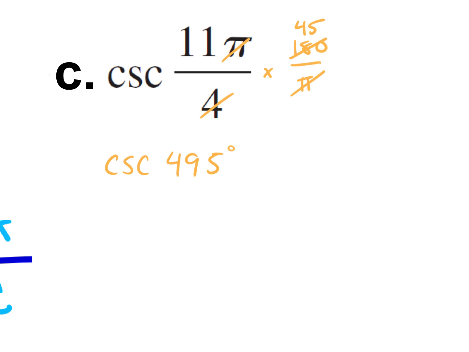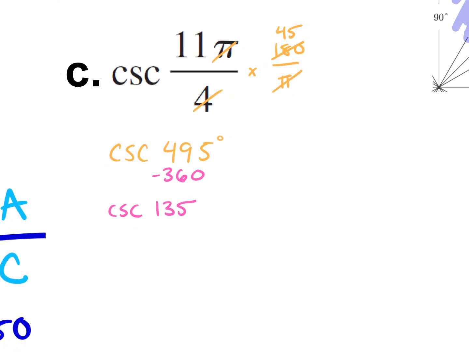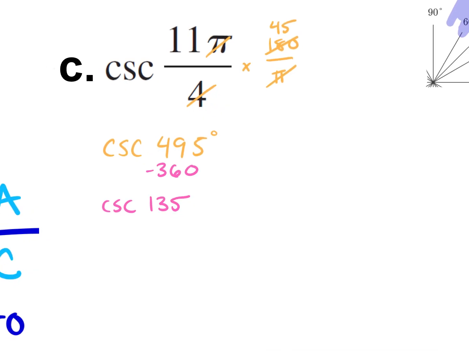What should we do next? Minus 360, because 495 is more than one way around the circle. So we can't use our formulas here because it's more than 360, so we want to subtract 360. So cosecant, when we subtract 360, we get 135. So cosecant of 135, still not on the part of the unit circle we have, so we need to find our reference angle. How would we find our reference angle?